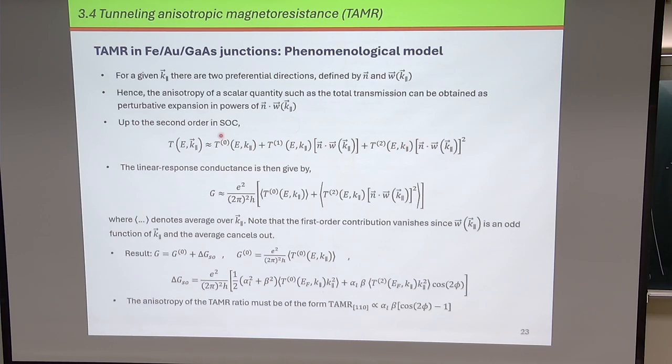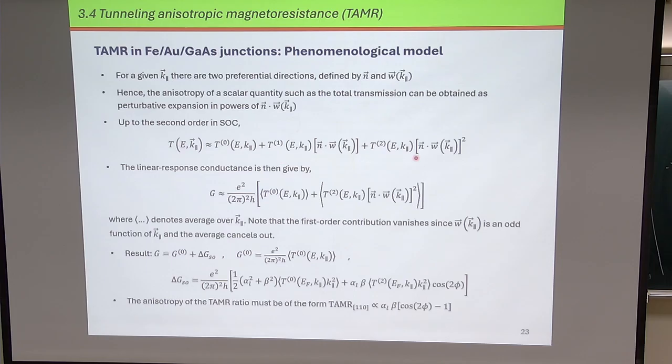And the idea is very simple, okay? The transmission is a scalar function, and in the system you now have only two preferential directions, the magnetization and the spin orbit field. But the transmission is a scalar, so the only way you can build a scalar with two vectors is the dot product, or the cross product squared, which you can decompose again in dot products. So what you do then is expand this function into powers of this dot product of magnetization with the spin orbit field. Up to second order, this is what you get here.